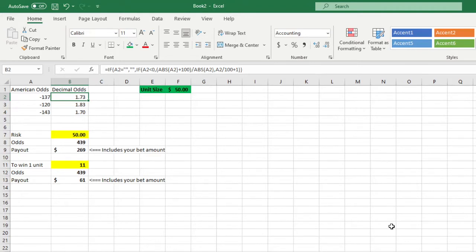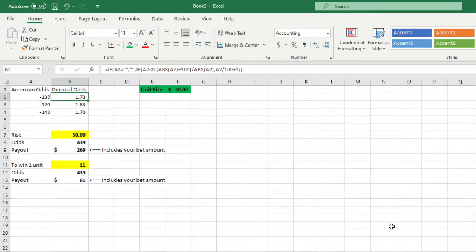The greater the favorite, the higher the odds, the lower this number is going to become. So you see the minus 120 is 1.83, minus 143 is 1.70. That's the largest line, the largest favorite here, and of course the lowest decimal odds. If we had positive odds here, if we had a plus 110, what we would do is add 100 to the 110, divide that by 100, and come up with the odds. So it would be 110 plus 100 is 210 divided by 100, it'd be 2.10. Even money odds in decimal odds are 2.0. In American odds, they are plus 100.